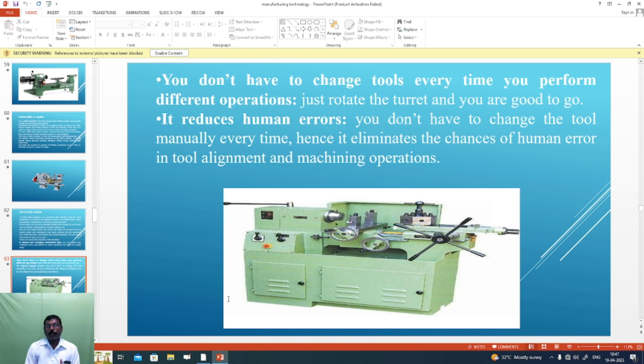It reduces human errors. You don't have to change the tool manually every time. Hence, it eliminates the chance of human error in tool alignment and machining operations.